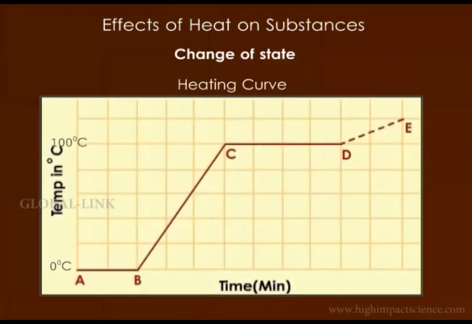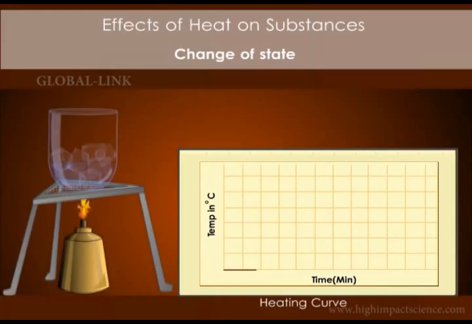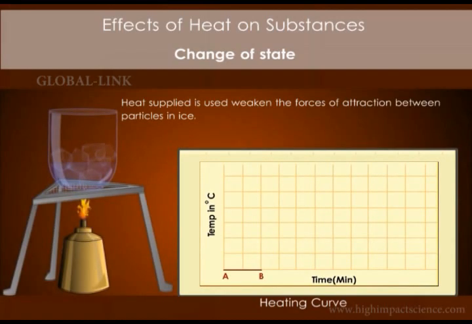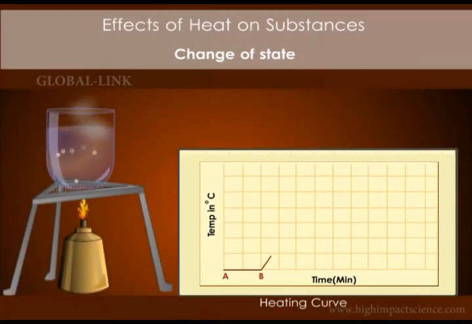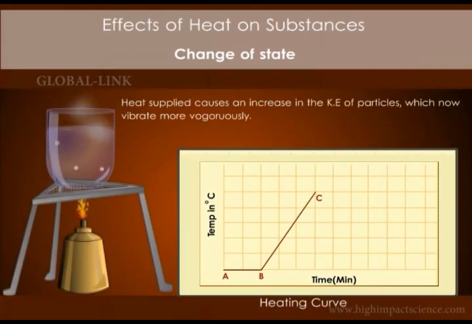At region AB, the temperature remains constant until all the ice has melted. The heat supplied is used to weaken the intermolecular forces of attraction between the ice particles. This temperature is called melting point. At region BC, the temperature rises steadily as heat energy supplied causes an increase in the kinetic energy of the particles and thus makes them move faster.